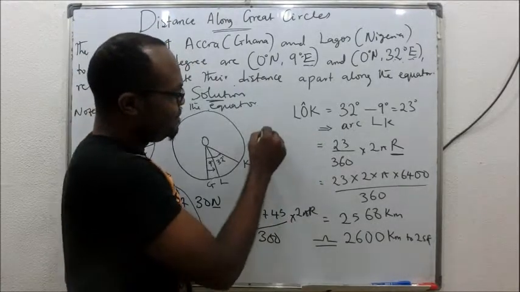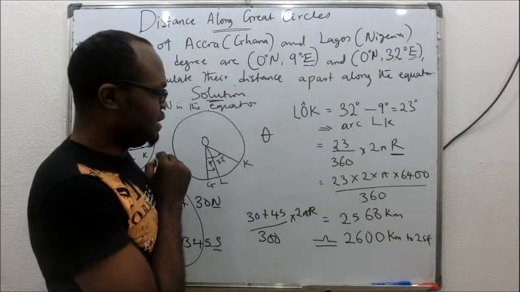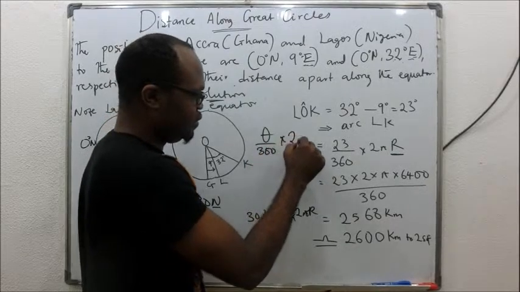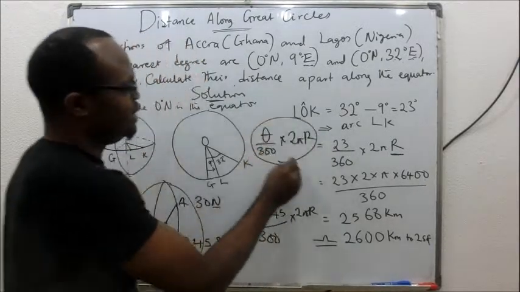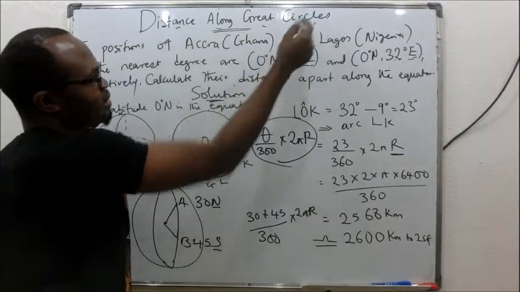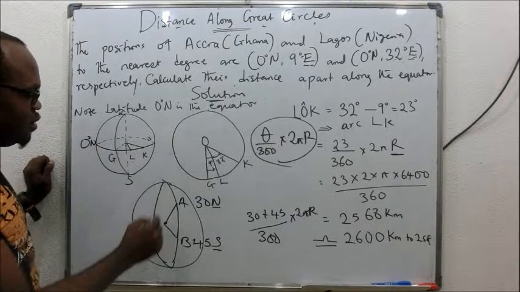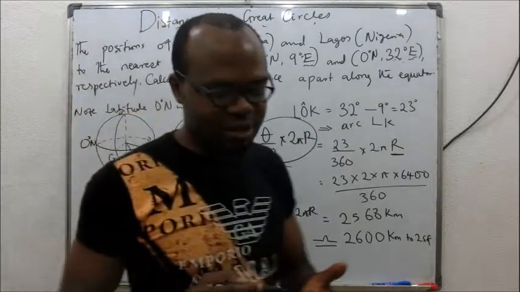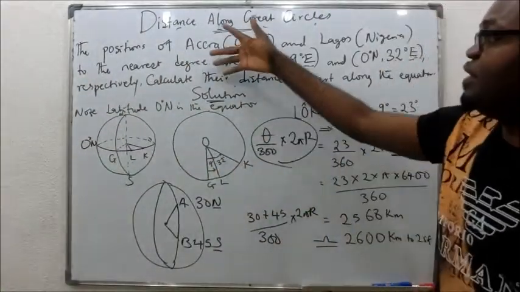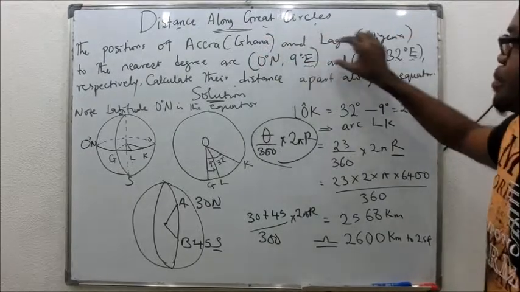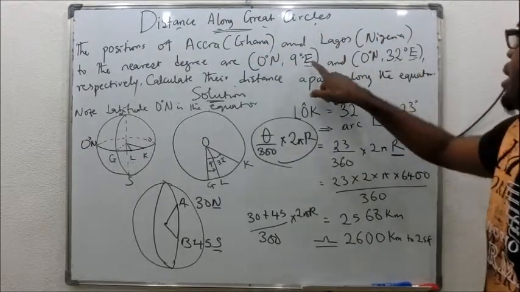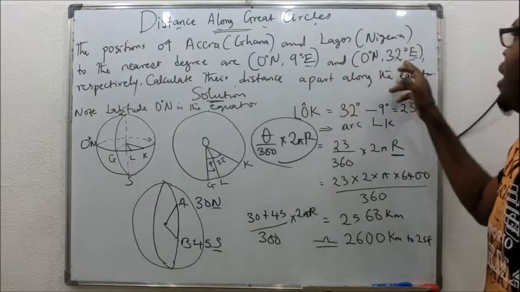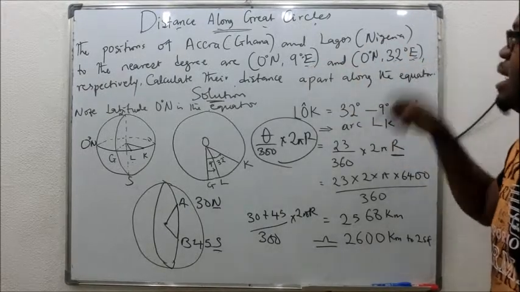Anything you get as the difference in angle all over 360 times 2 pi r. That is the formula for calculating the distance along great circles, whether it is along the equator or along the meridians. So whenever you're given a question like this, just look at the positions. If this is the same, east, subtract. If it is west, subtract. If it is east and west, add. If it is west and east, add.